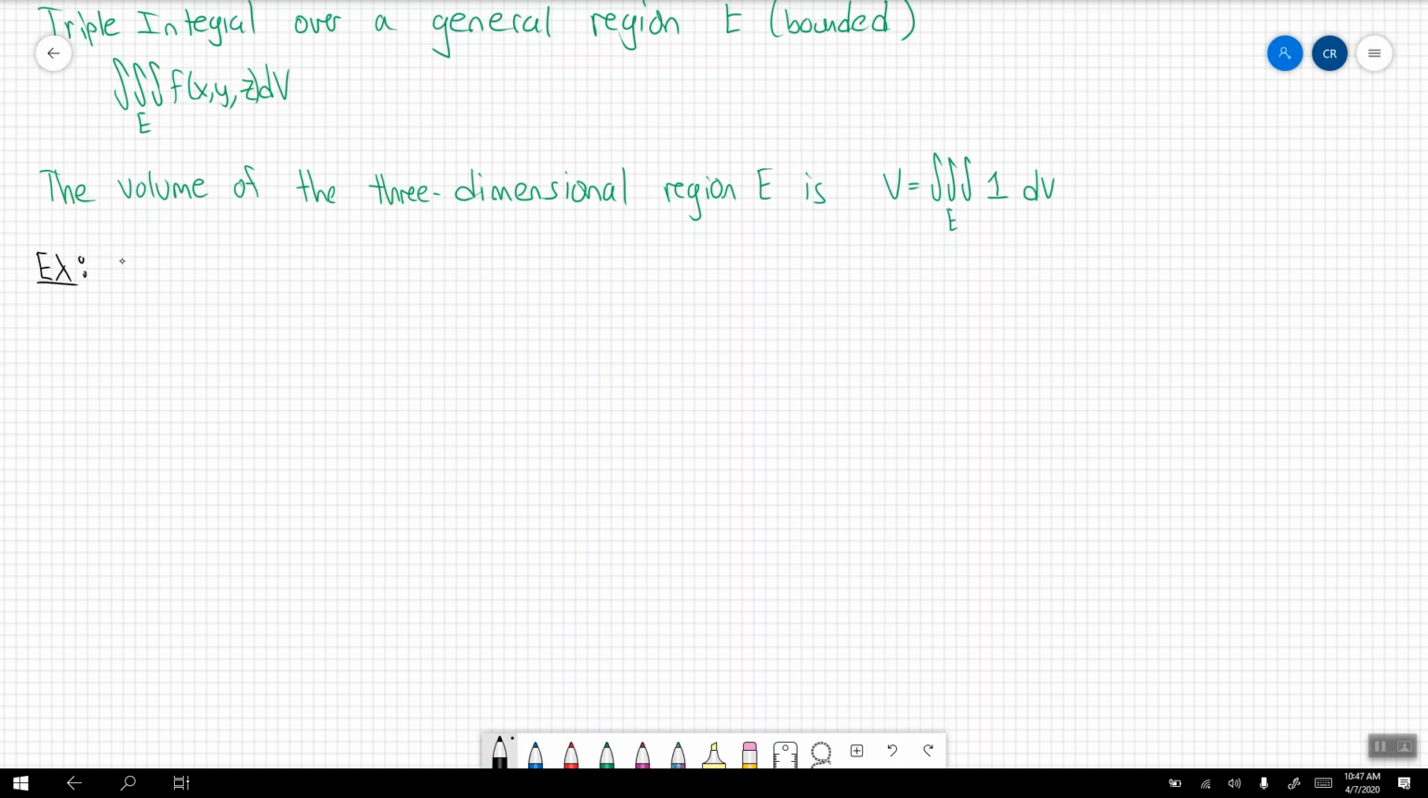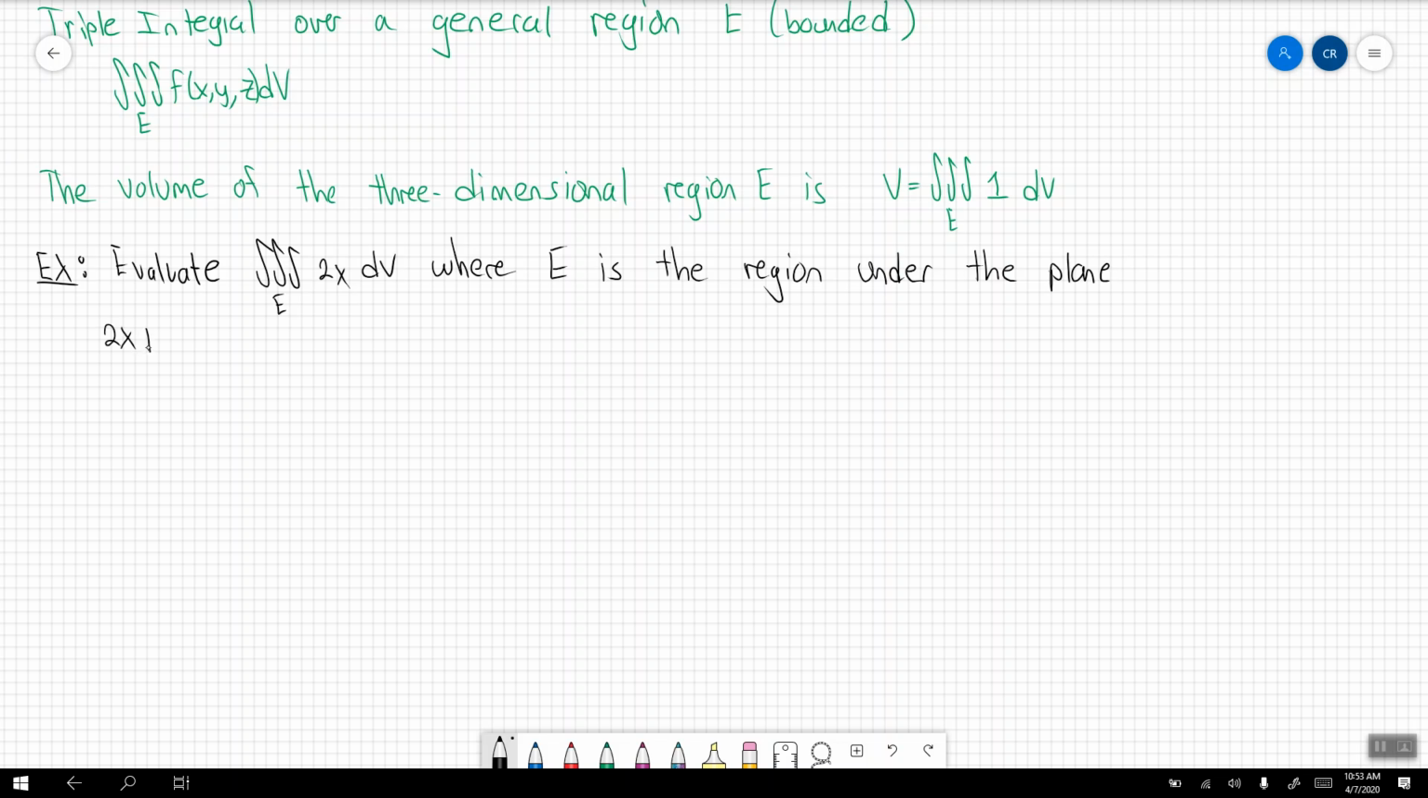So in this example, we want to evaluate the triple integral over this region of 2x dV, where E is a region under the plane 2x plus 3y plus z is equal to 6, that lies in the first octant.